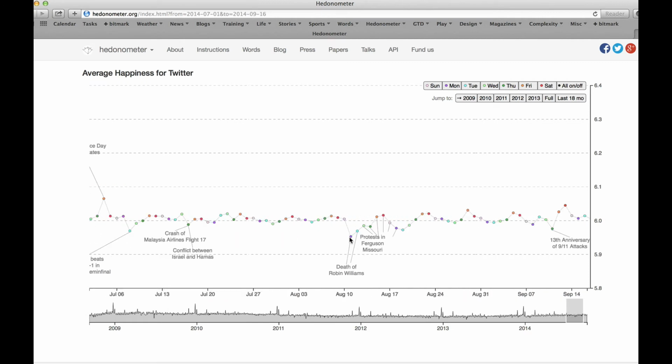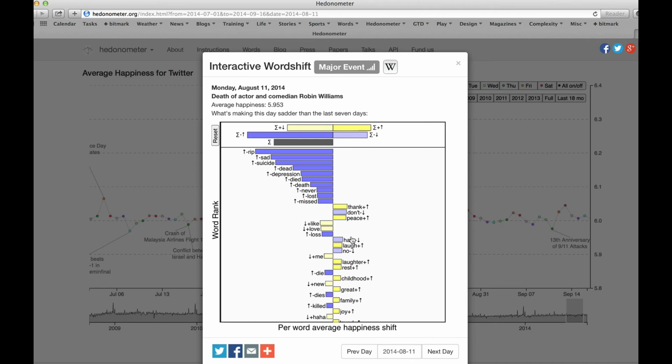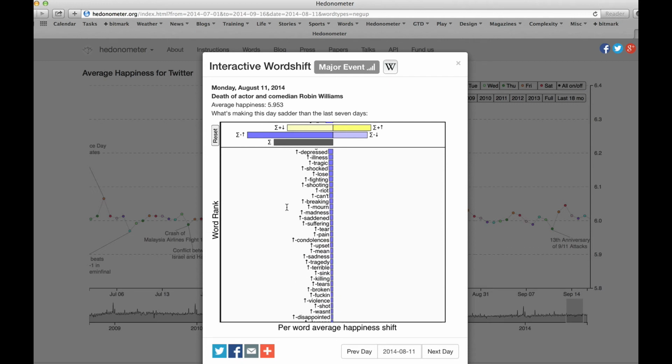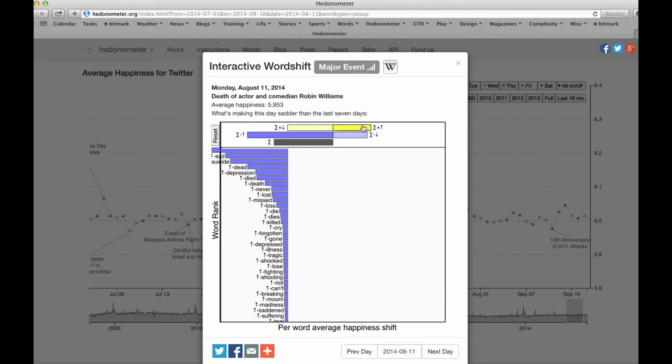So the death of Robin Williams. Recent, and it's a very sad event. So we lowercase everything, so that's why RIP, which would normally be all capital letters, is at the top. The sad and suicide, dead, depression. So these are terrible. You know, these are all very bad words. Lost and missed are there as well. If you want to look at just the negative words, that will pop up.